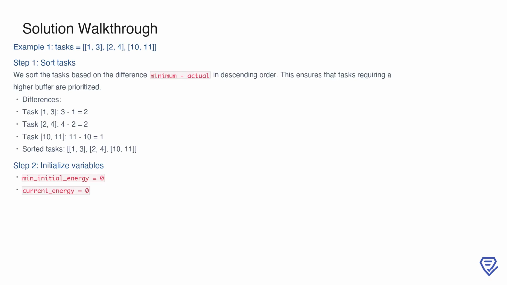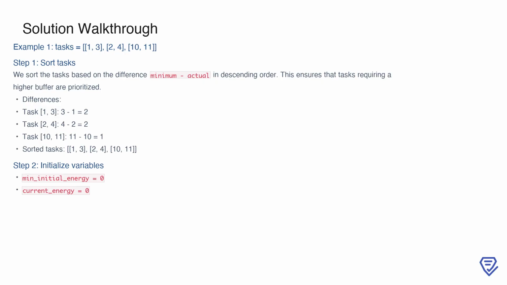To solve this problem, we begin by sorting the tasks based on the difference between the minimum energy required to start the task and the actual energy cost of completing it. This difference helps us prioritize tasks that require a larger energy buffer before they can be started. For the given example, tasks are initially [1, 3], [2, 4], [10, 11]. Calculating the differences, [1, 3] has a difference of 2, [2, 4] also has 2, and [10, 11] has a difference of 1. Sorting these in descending order of their differences maintains the original order: [1, 3], [2, 4], [10, 11].